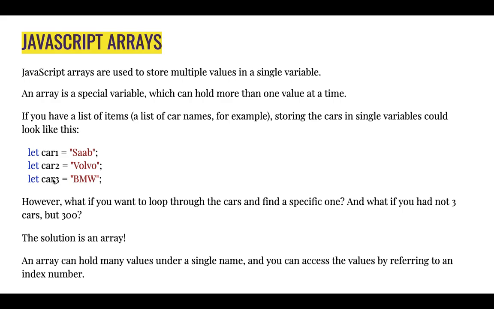However, what if you had up to 300 cars? Are you going to be declaring 300 variables? Nah. What you need to do is to use an array. An array can hold many values under a single name, and you can access each of the values by referring to an index number. Remember that counting index starts from 0.